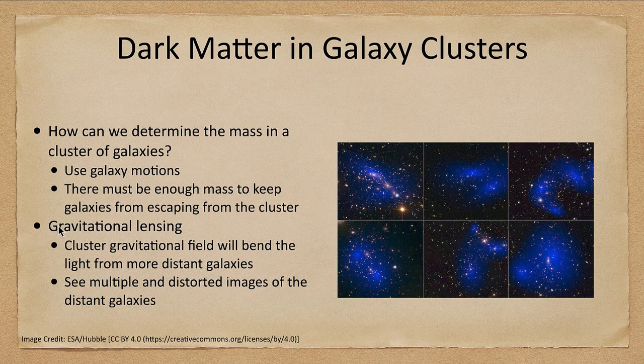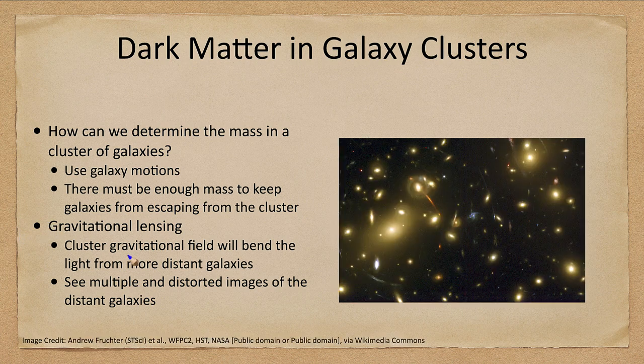Now we could also see this through gravitational lensing. The gravitational field of a cluster bends the light of distant galaxies. We've looked at this previously. We will see multiple and distorted images of the galaxies. So you can see all of the different distorted regions here, which are all different lensed galaxies from far beyond the galaxy cluster that we see.